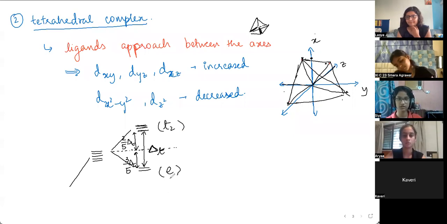What does delta T stand for? Same concept. T denotes tetrahedral, because this is the difference in energy, the splitting energy, in the case of a tetrahedral complex. So previously, for octahedral, it was just delta naught. Yeah. Because only in octahedral will you come across that sort of a splitting where the EG orbitals have higher energy and the other has lower.